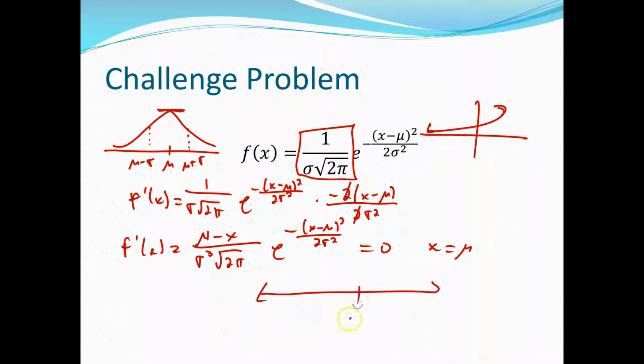So here's mu. Prior to mu, so if x is less than mu, this is going to be a positive value, because if x is less than mu, we're going to have a positive there. Everything's going to be positive. And then after mu, if x is bigger than mu, it's going to be negative. So we've just shown by the first derivative test, because f prime of x changes positive to negative at mu, mu is a max. Mu is a maximum.